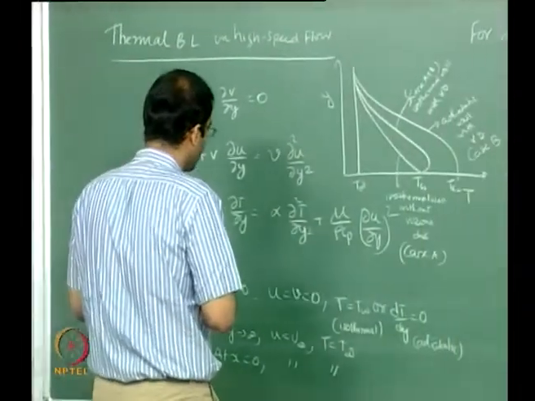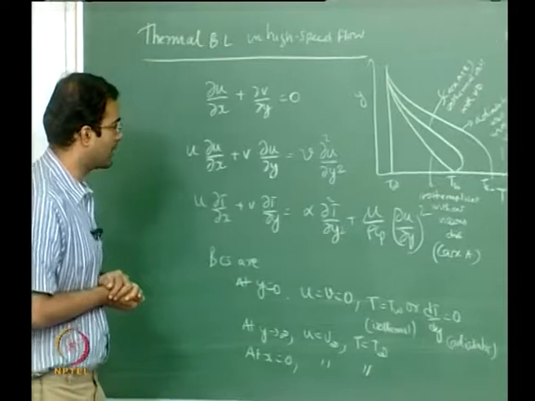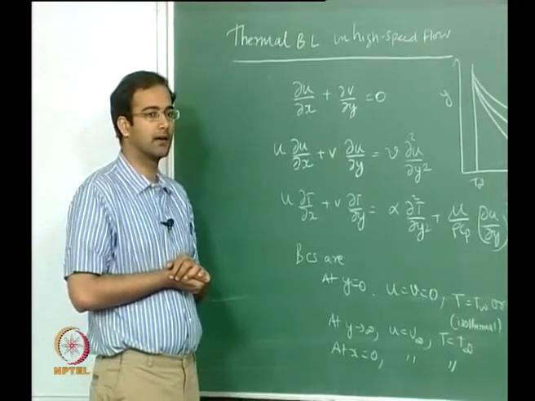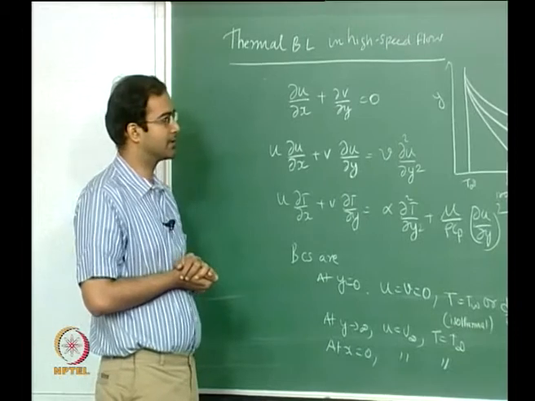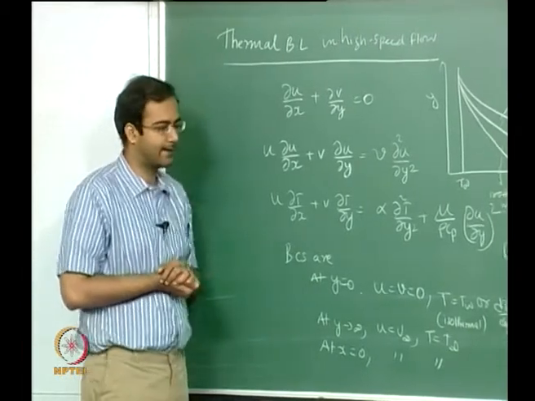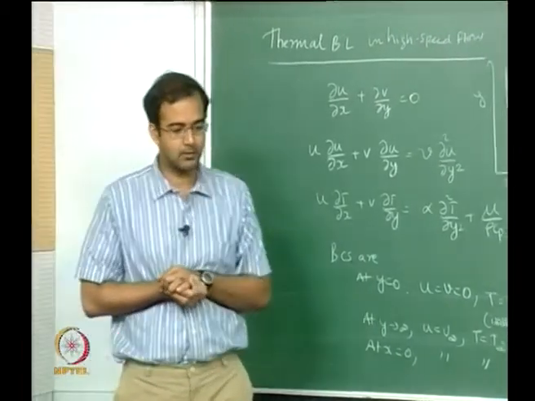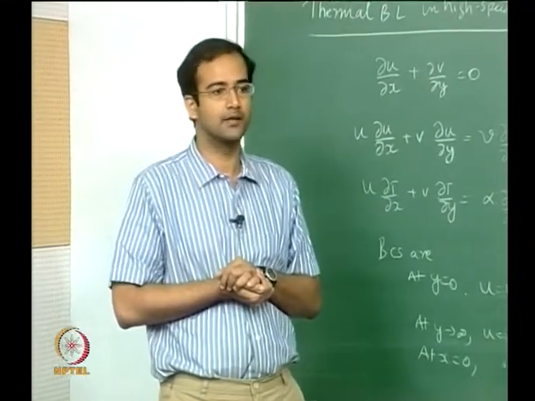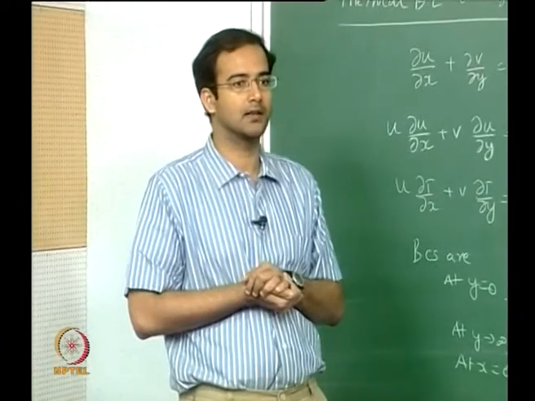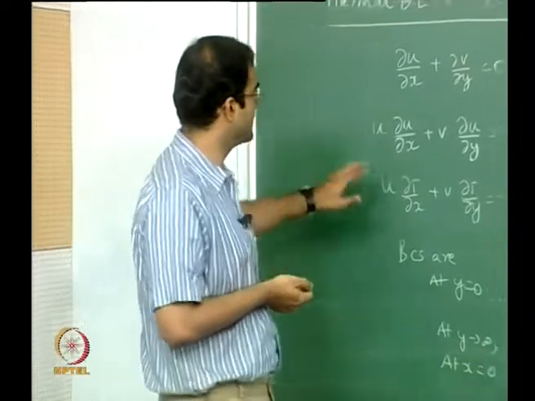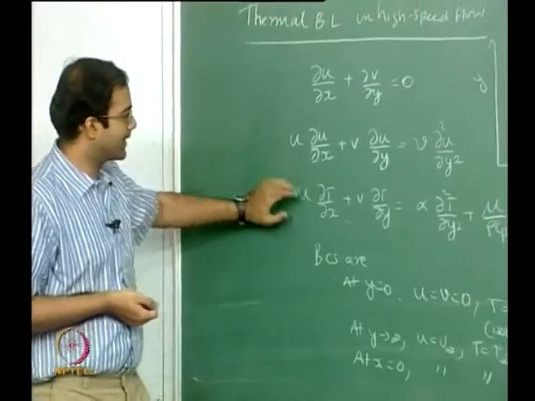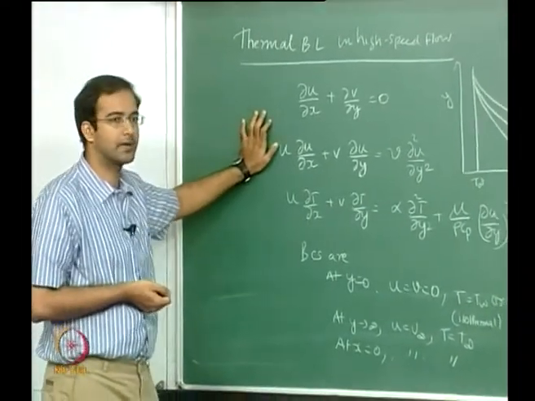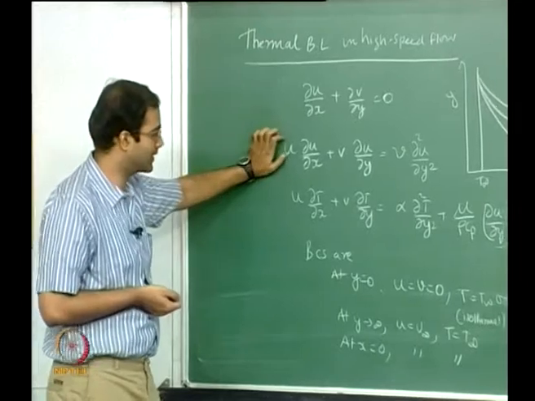We are also making an important assumption that the properties are constant, even though they are high speed flows where the temperature fluctuations could be strong, and the properties also could be compressible, like density could be compressible. We are ignoring that. We are assuming that the density is constant and also all the other properties are constant, and therefore we are taking all of this out of the derivatives. So that is another assumption that we are making.